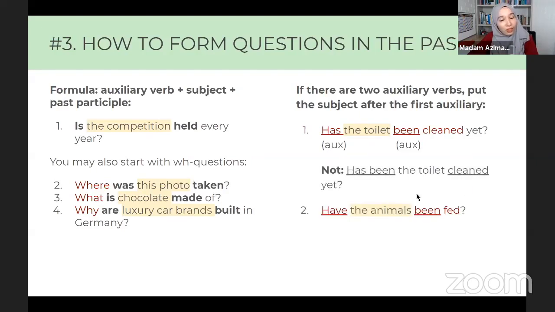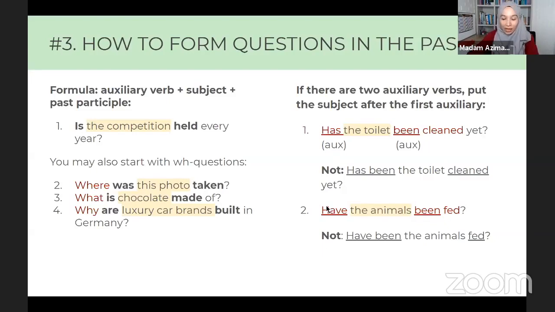So if there are two auxiliary verbs, have the animals been fed? It would be like that. We have to put the animals in between have and been. Not have been the animals fed. You have to separate. Have, then put the animals there, and then been.